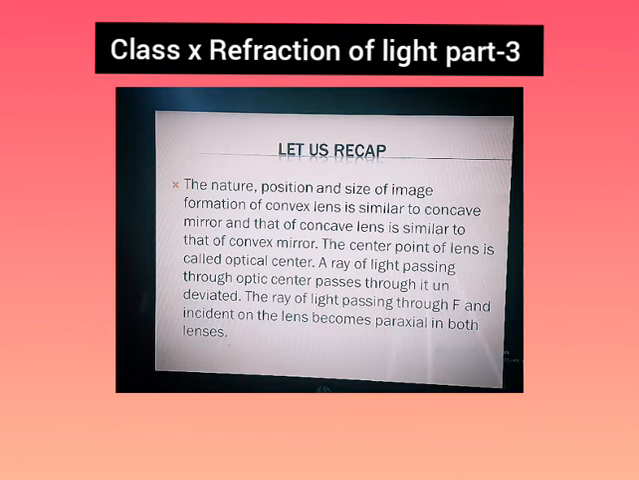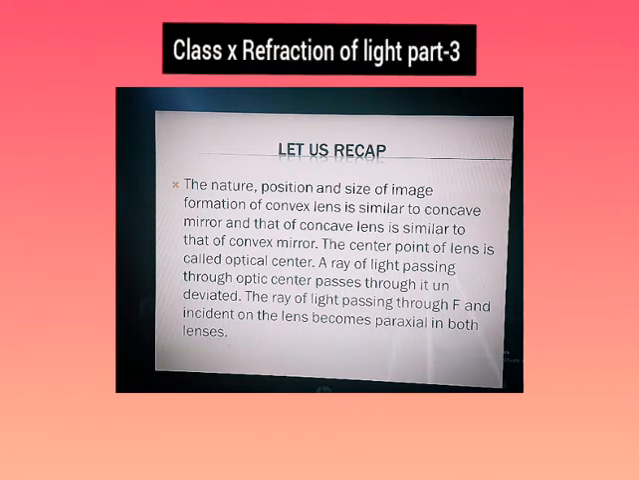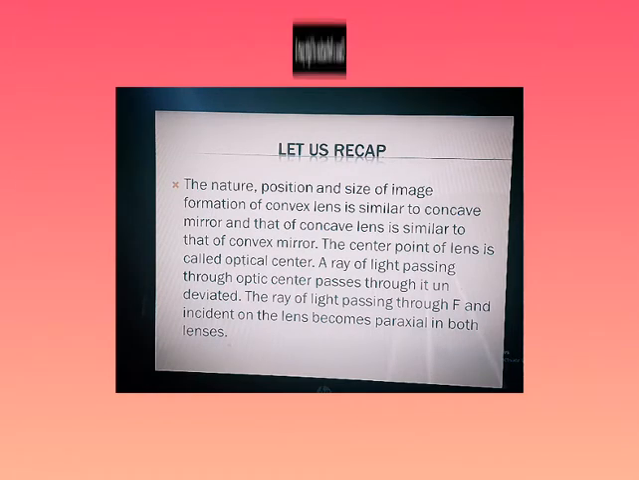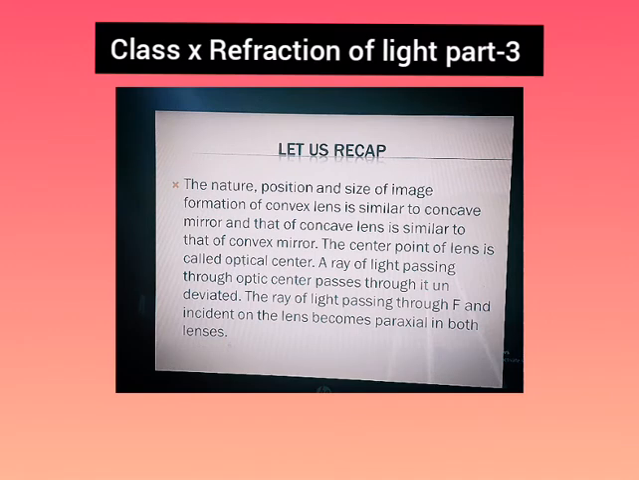The center point of a lens is called the optic center. I think already you know that. A ray of light passing through the optic center passes through it undeviated, correct? In case of a mirror, the ray of light passing through the center of curvature would go undeviated. Whereas in case of a lens, the ray of light passing through the optic center passes through it undeviated.